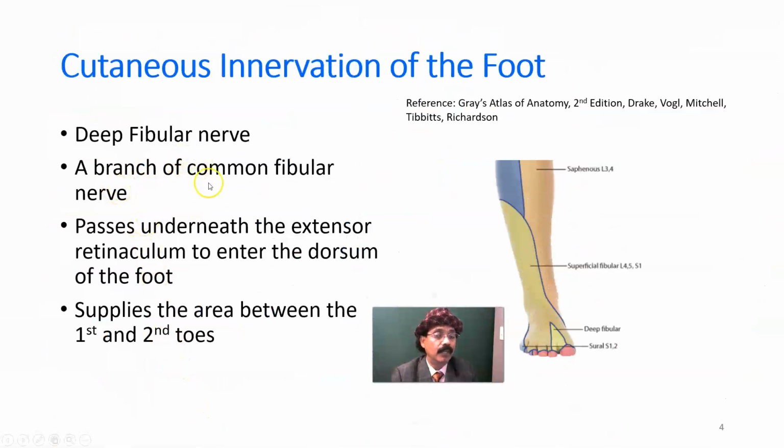The deep fibular nerve, a branch of the common fibular nerve, passes underneath the extensor retinaculum to enter the dorsum of the foot. This little part, the first intertoe space, or space between the first metatarsal, second metatarsal, first toe, great toe, this area, the cutaneous sensation is carried by the deep fibular nerve. We have the extensor retinaculum here, inferior and superior, to enter the dorsum of the foot. This is the dorsum of the foot. It supplies the area between the first and second toe. This is the first toe, this is the second toe.